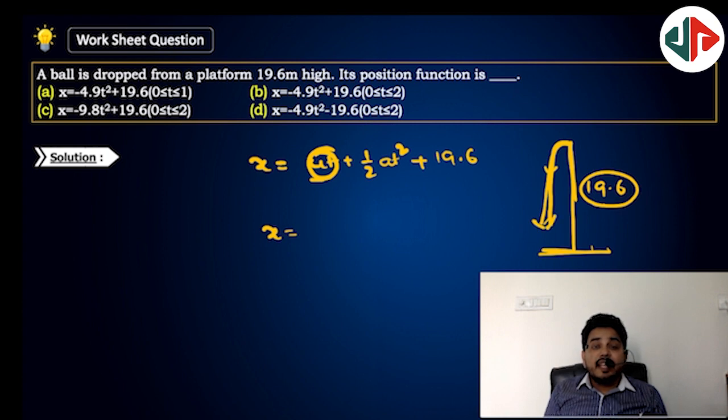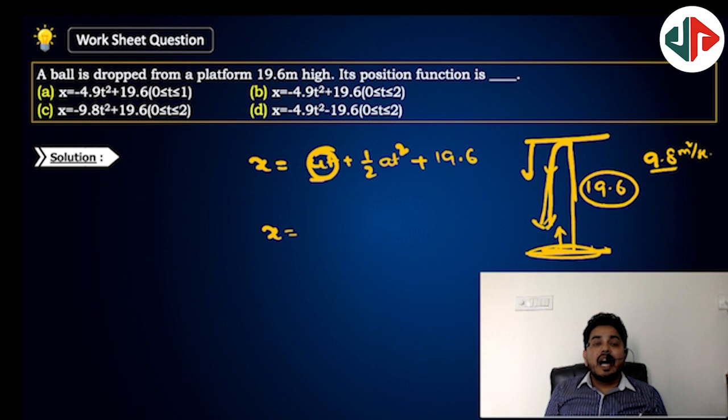So they are asking its position function. A very important thing is whether they are looking from this position from here or you are looking from the position from here. If you are looking from here, the position will be decreasing. Okay, so a is equal to 9.8 meters per second square.